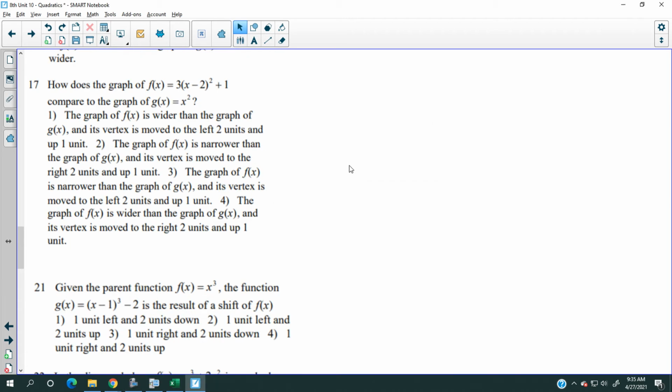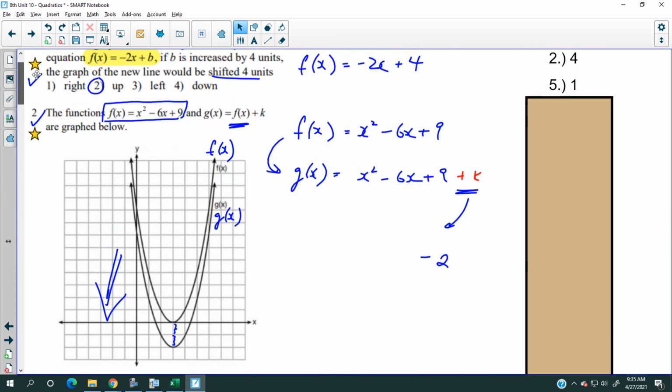All right, now let's try 17 and 21. Now 21, I know what it looks like, but I'm giving it to you on purpose, because I still want you to try it. If you get it right, it's gonna confirm everything you know. So press pause right now. Okay, so here's what I'm gonna do right now. I'm gonna show you the answer key, so you can check your answers that way.